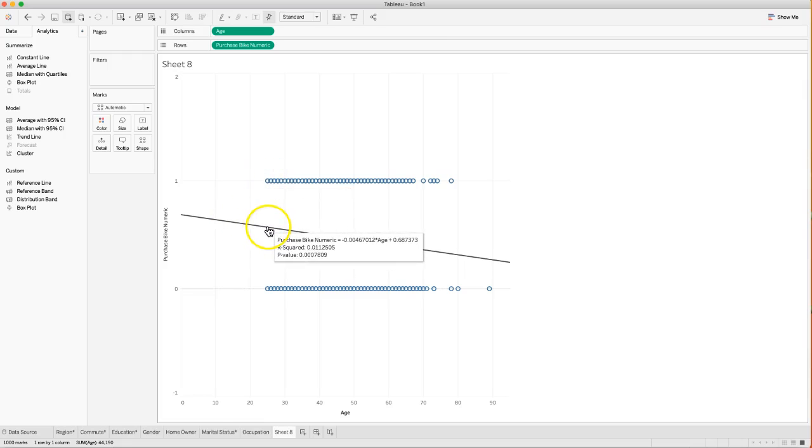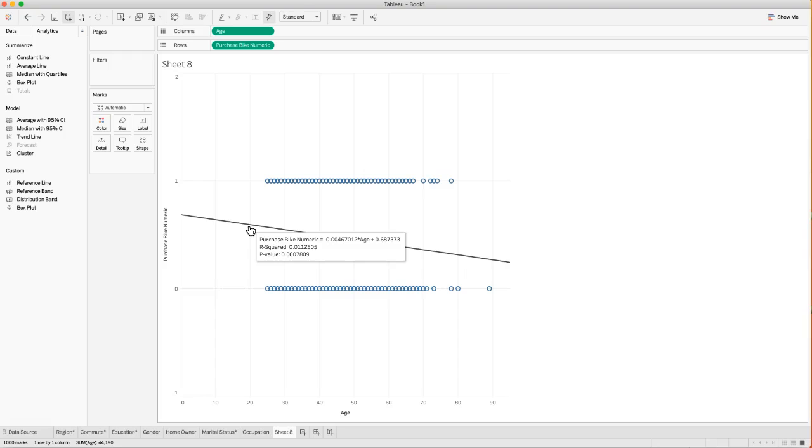But let's come over here. For people who are 27-ish or 25-ish, we predict that they would buy bikes 55% of the time. So basically, as people get older, they buy fewer and fewer of our bikes. That's what this line means. Now, we'll spend much more time on this later on. But here's how I'd interpret this.